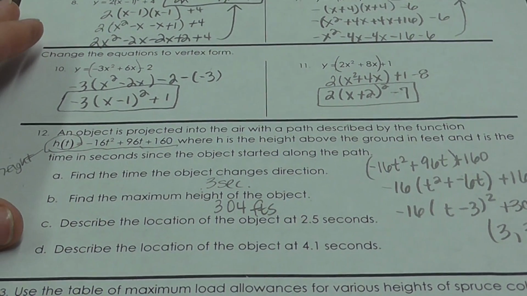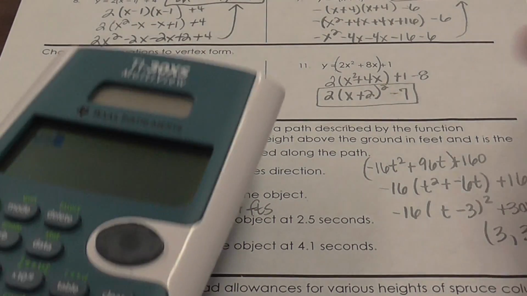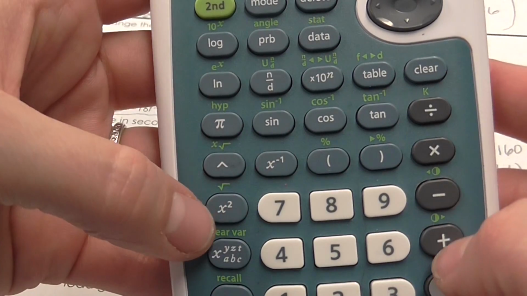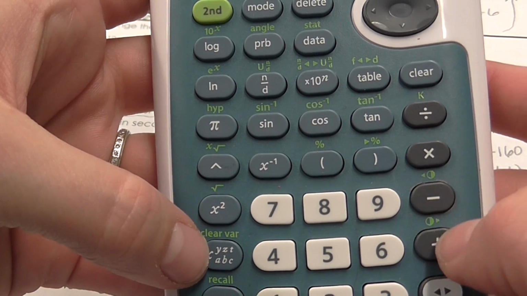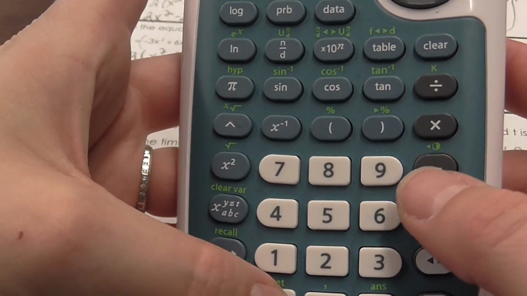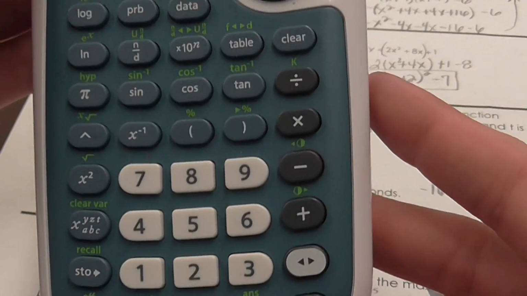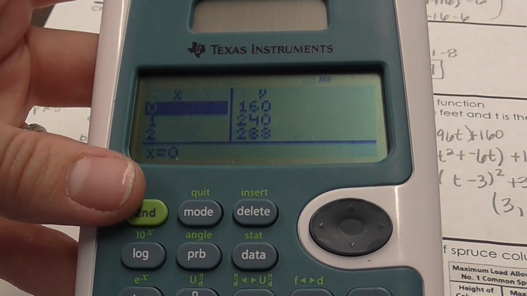Describe the location of the object at 2.5 seconds. This is where if you put it into your calculator, you're already a step ahead. If not, you need to put it into your calculator. So we're going to say negative 16x squared plus 96x plus 160. I'm just putting back in that standard form. As you can see, that's just the standard form that it initially gave me. You could put in the vertex form. I'm going to keep hitting enter.